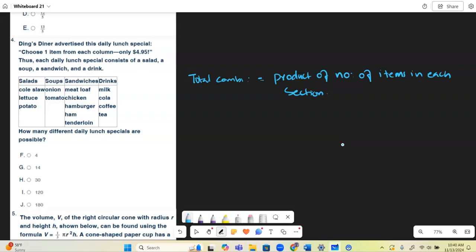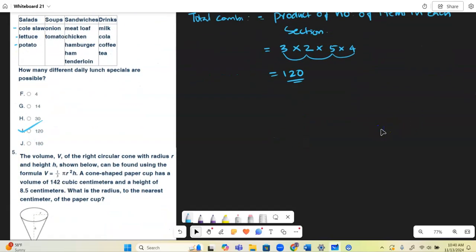So look here, in the salad section you have 1, 2, 3, which means 3 items available, times in soups you have 2, onion and tomato, times in sandwiches 1, 2, 3, 4, 5 items, and in drinks you have 1, 2, 3, 4 items. So 3 times 2 is 6, 6 times 5 is 30, 30 times 4 is 120. 120 is the answer, that's the option. We are moving on to the next problem.